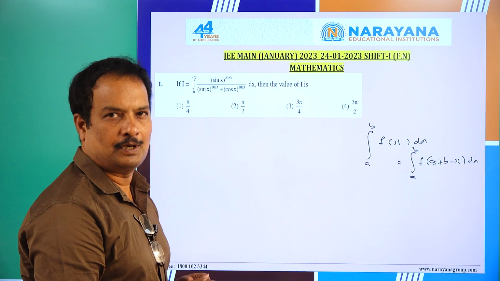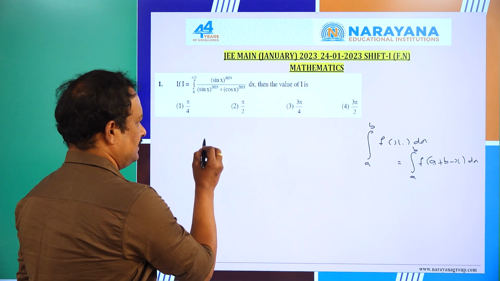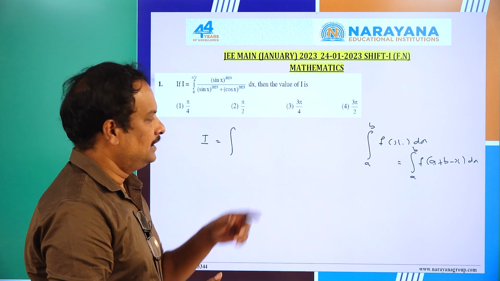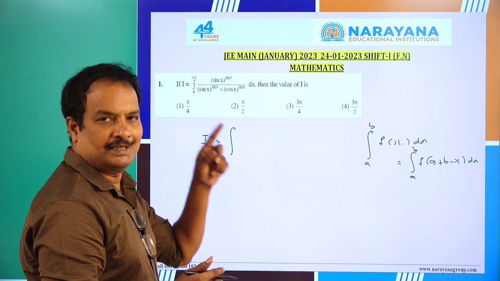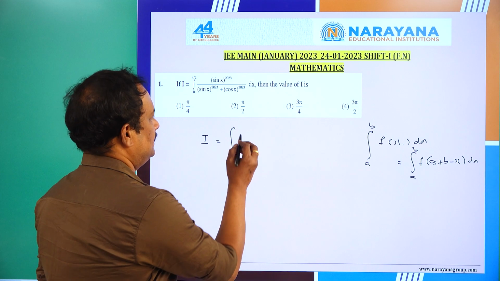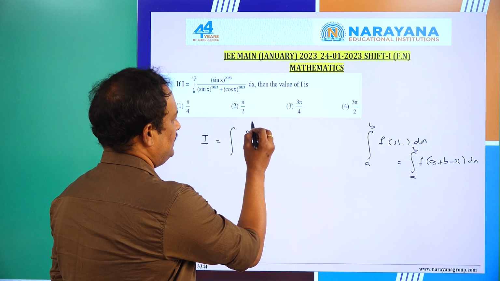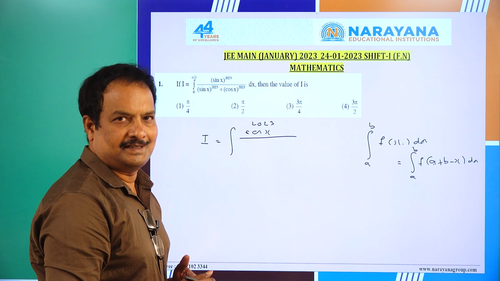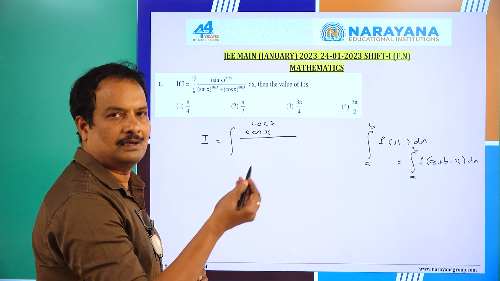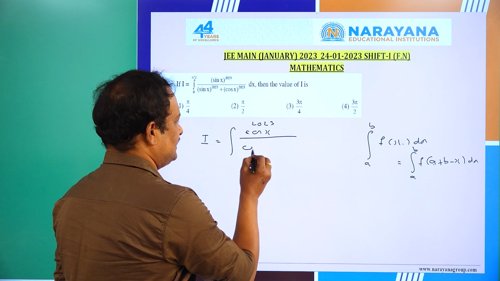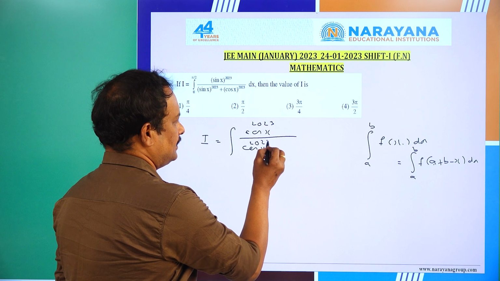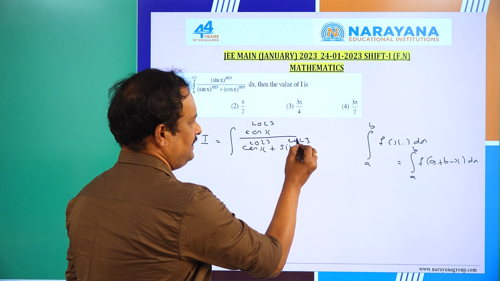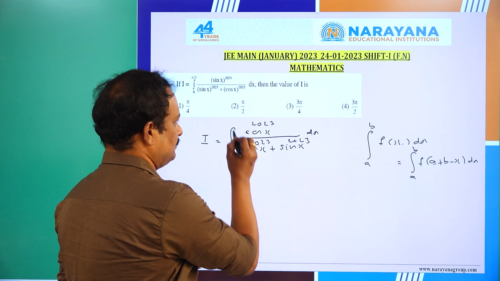So straight away if you apply this property, I is equal to, the sin x will change into cos x here, because a plus b minus x is pi by 2 plus 0 minus x, which is pi by 2 minus x. So the numerator becomes cos x whole power 2023. The denominator remains the same, because sin x changes to cos and cos changes to sin. So finally this is cos x whole power 2023 plus sin x whole power 2023, with respect to x from 0 to pi by 2.